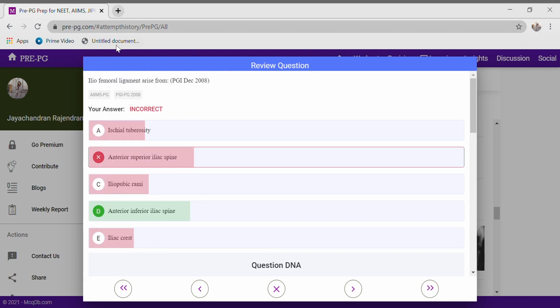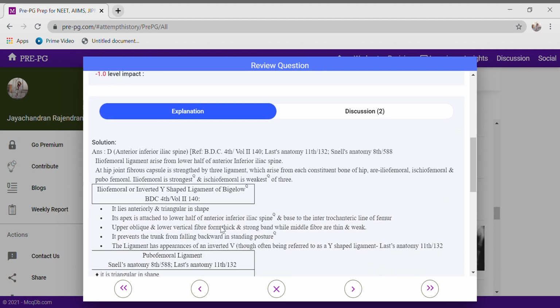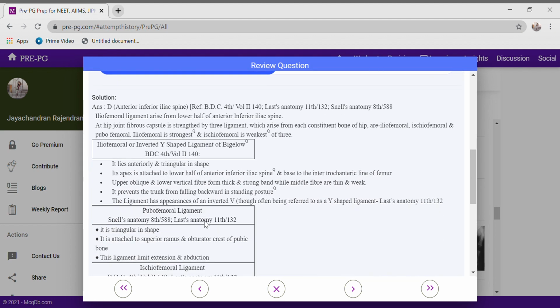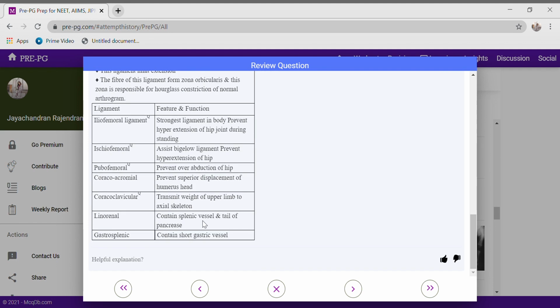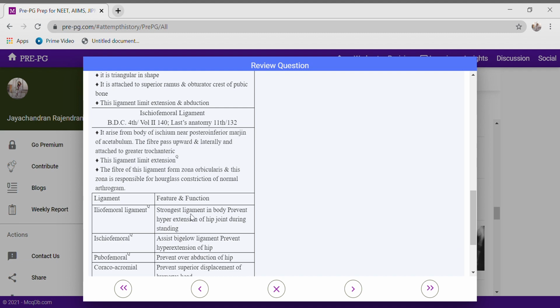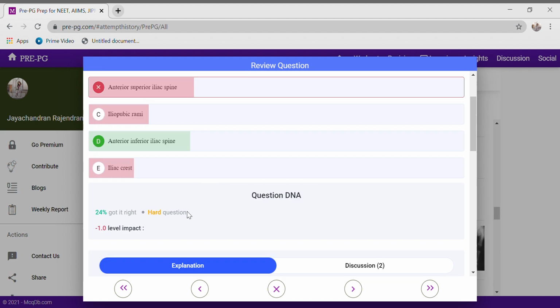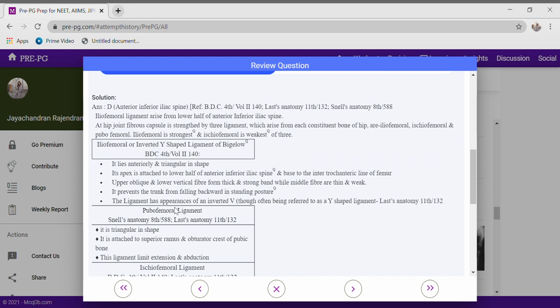So the iliofemoral ligament arises from the anterior inferior iliac spine. You can see right here, this ligament, where it arises. So it arises only from the anterior inferior iliac spine. You can see it lies anteriorly and is triangular in shape. The apex is attached to the lower half of the anterior inferior iliac spine.